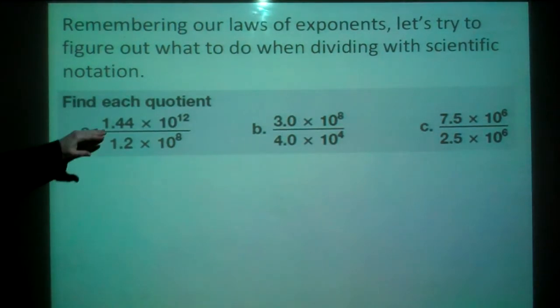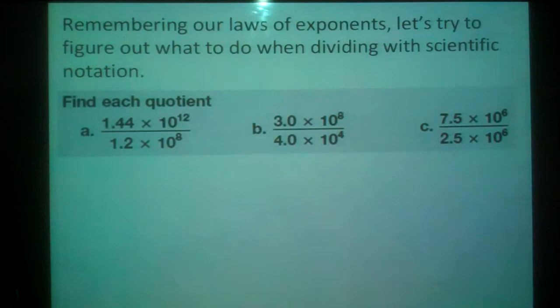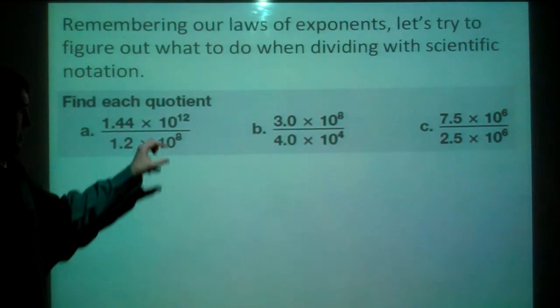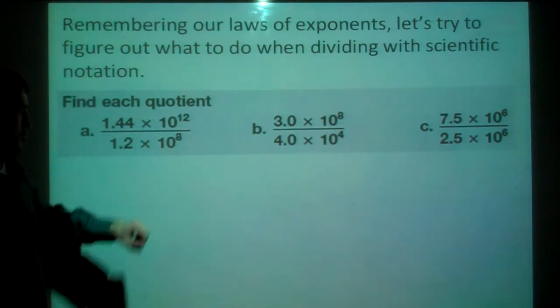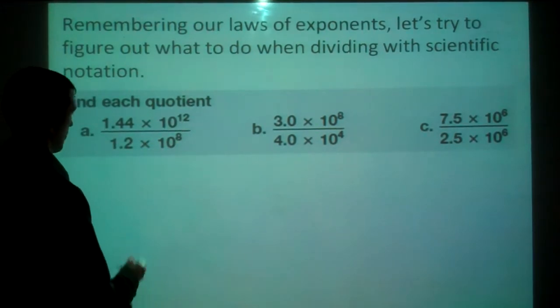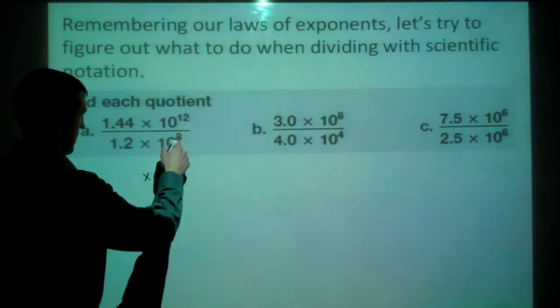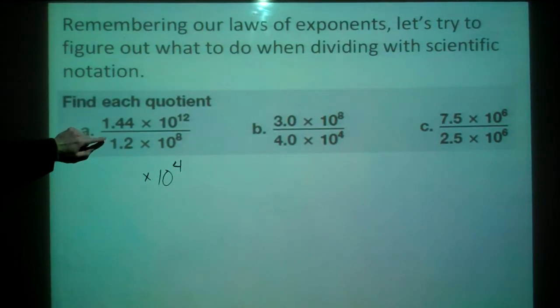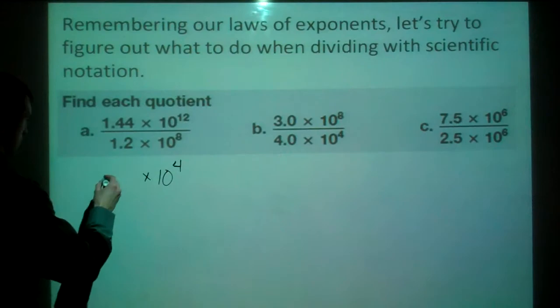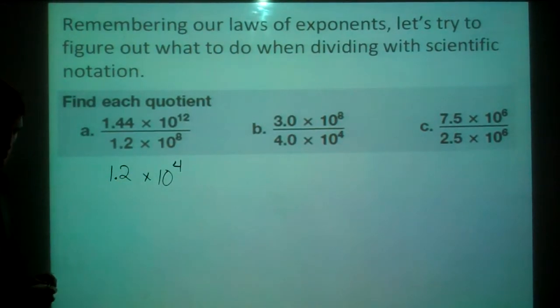Same deal. We're going to divide 1.44 by 1.2, and instead, when we multiply we would add our exponents, but now we're dividing. And if we have the same base, we can just subtract the exponents when we divide. So we're going to have something times 10 to the 12 minus 8, which is 4. 1.4 divided by 1.2, I believe is just 1.2. Or 1.44, sorry.